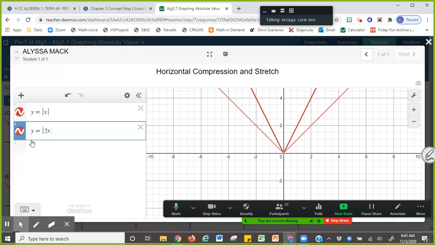How do we change this color? Do you know how? How do I change?